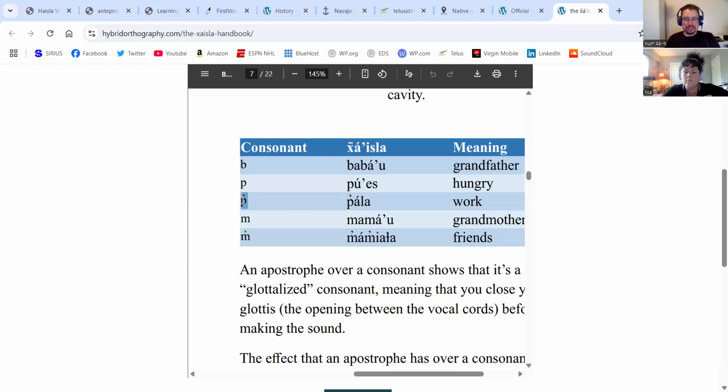Basically, the way the orthography, the set of symbols, works is we have regular letters, and then we have modified versions of those letters. So we have a regular P, which sounds like P. It's just like in English. But when you put an apostrophe on top of it, it becomes more pronounced. It gives it kind of a popping sound. So this word is ala, ala, which means to work.